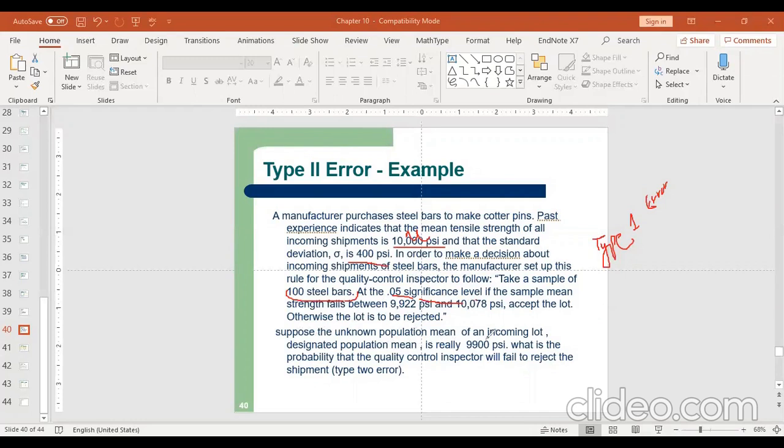Suppose the unknown population mean of an incoming lot is really 9,900 psi. What is the probability that the quality control inspector will fail to reject the shipment? So this statement is relevant to the type 2 error. So let's move on and see the difference between these two errors.